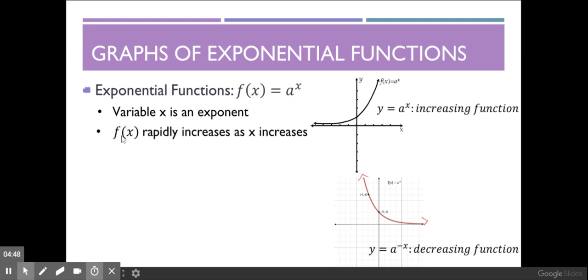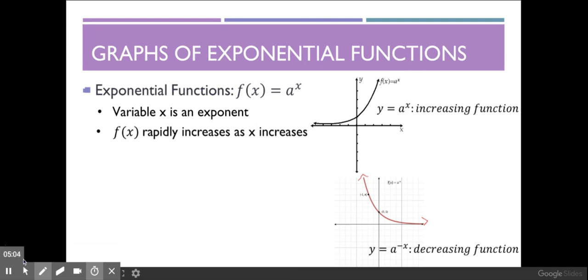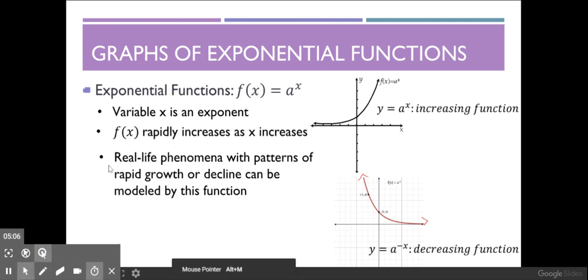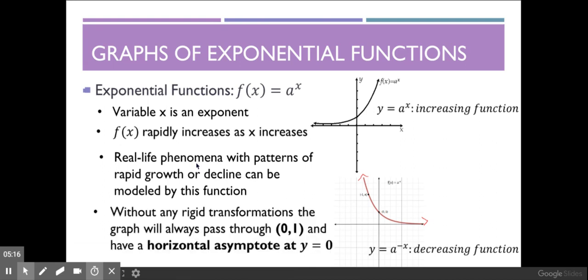So f of x, or y, rapidly increases as x increases. As x increases, meaning going from left to right, our function starts to take a steep upward turn. That is a characteristic of this graph. A lot of real life phenomena with patterns of rapid growth or decline can be modeled by the function. Populations sometimes follow this type of function.